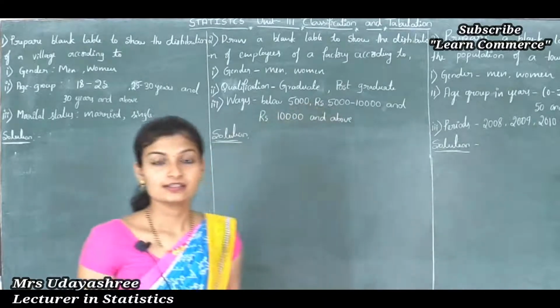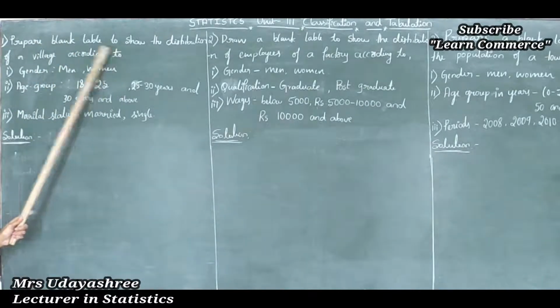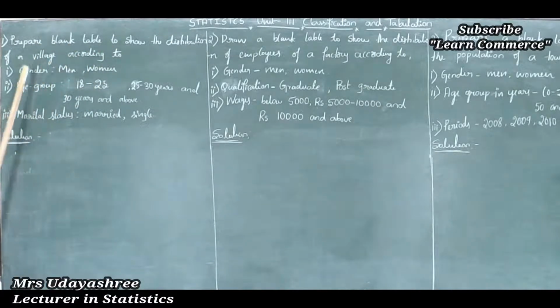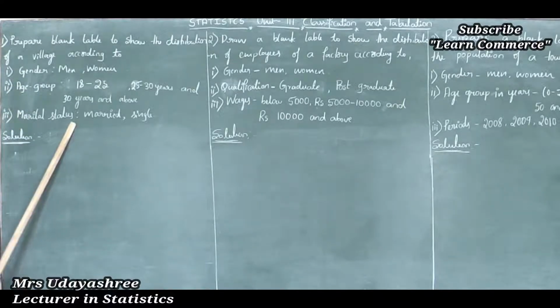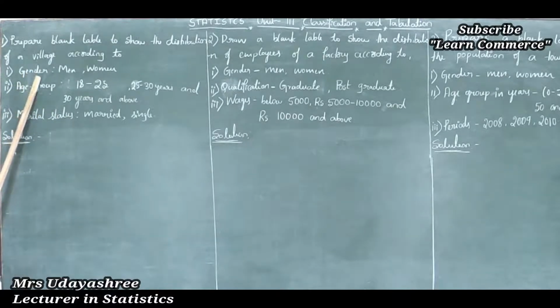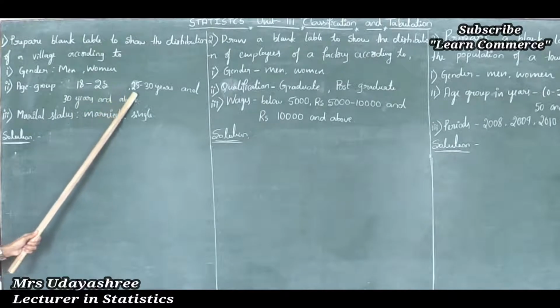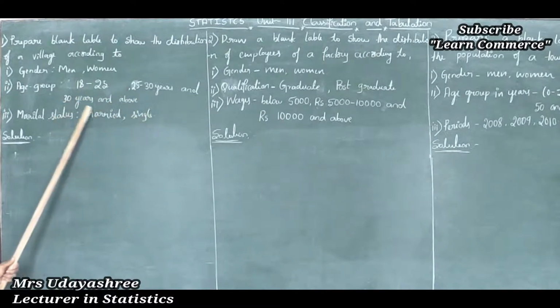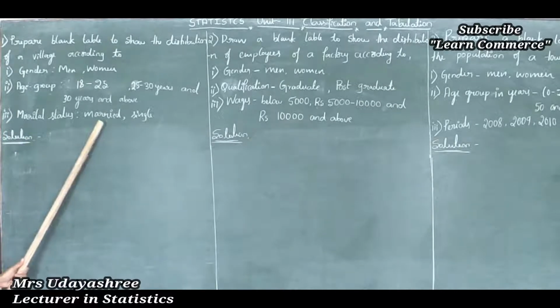Let's start. Problem number 1: prepare a blank table to show the distribution of a village according to gender, age group and marital status. See here, gender, age group and marital status are classifications. Under gender classification we have men and women. Under age group we have 18 to 25 years, then 25 to 30 years and 30 years and above. Like that, under marital status we have married and single.